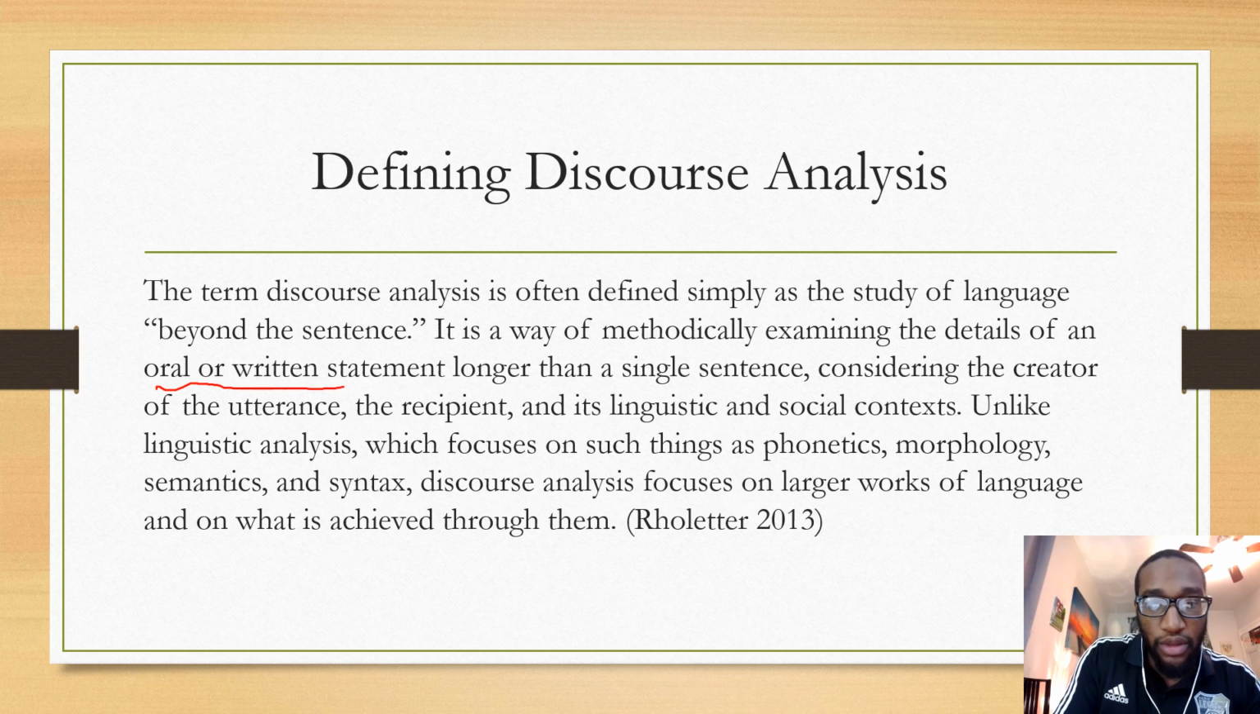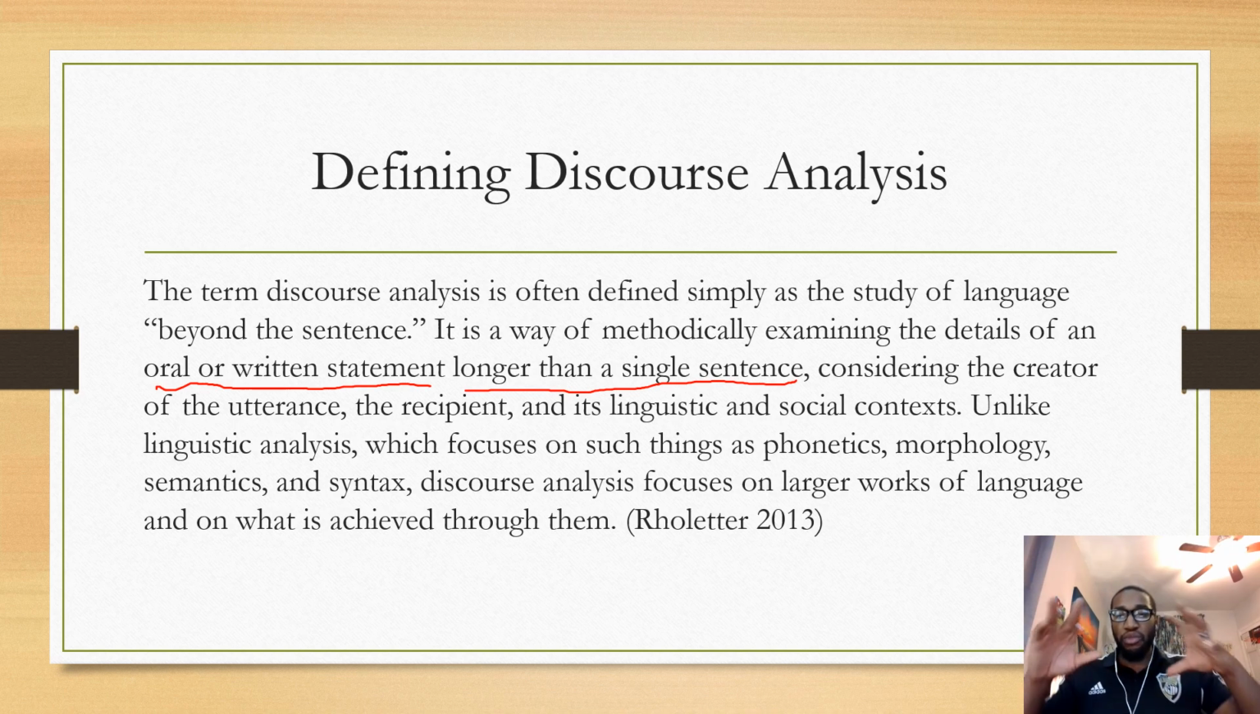And it's longer than a single sentence. So we're looking at not just the sentence, but what builds off of this sentence or what came before it, and how this fits right in there. But in order to do that, we must consider the creator of the utterance. In our case, it's the author, and then we have the recipient, and that would be the ancient Near Eastern context. And then we also have the linguistic and social context.